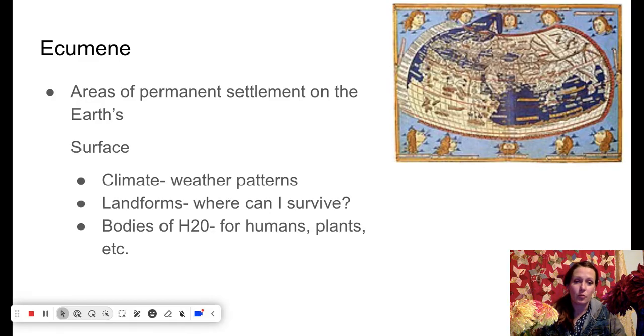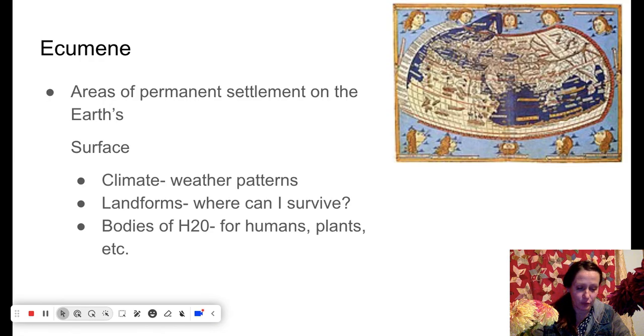So think of why are these places where they are? Well, it has to do with the climate and weather patterns. It has to be a place where it's not too cold, not too hot, it's just livable. Think of the people right now evacuating Tampa, right? If hurricanes continue to be so common, they might say, hey, this climate does not make this area sustainable to be part of our ecumene.